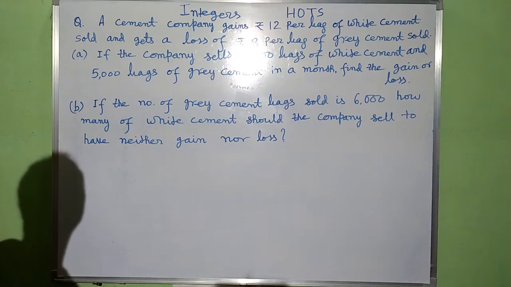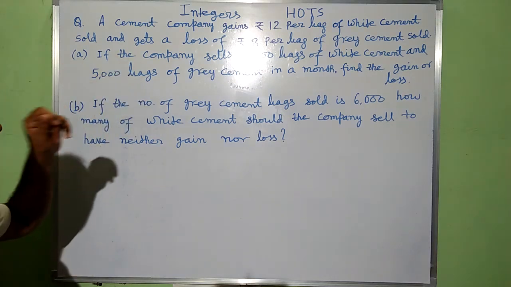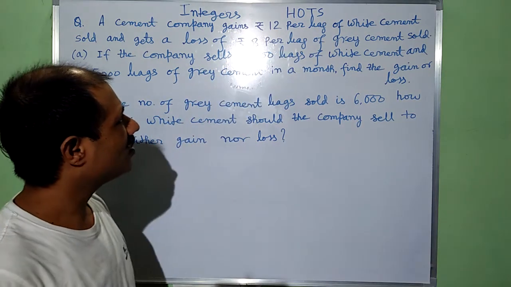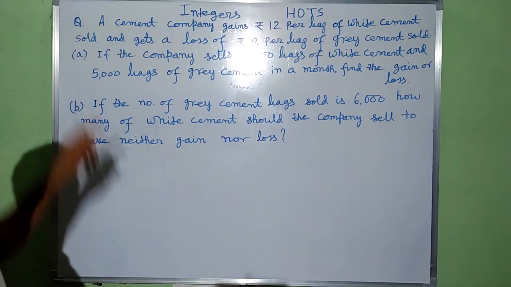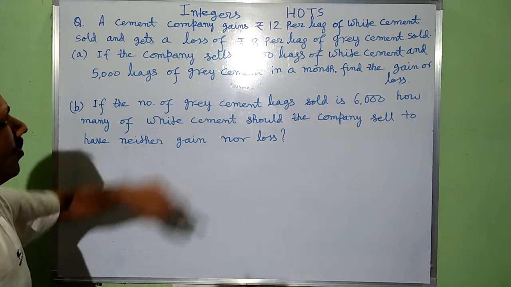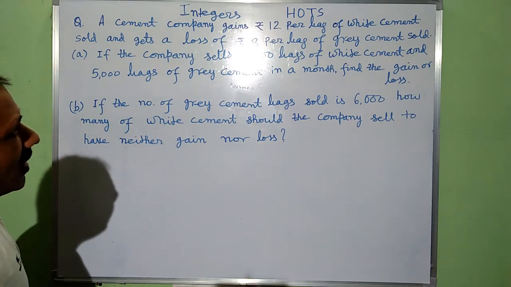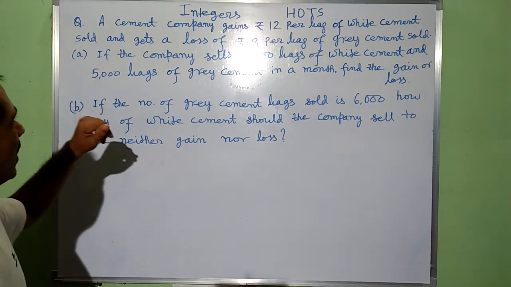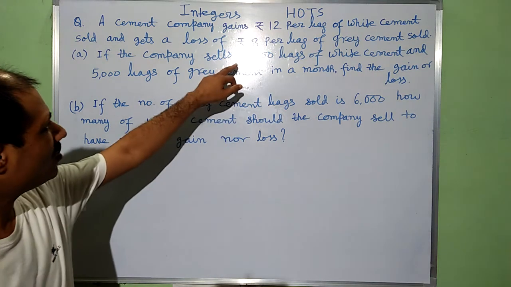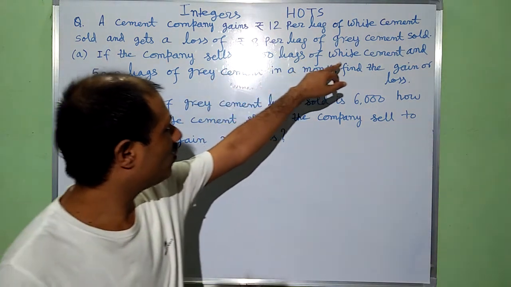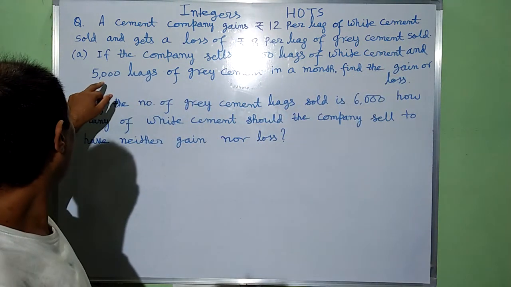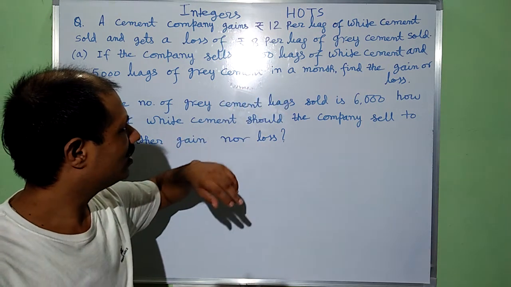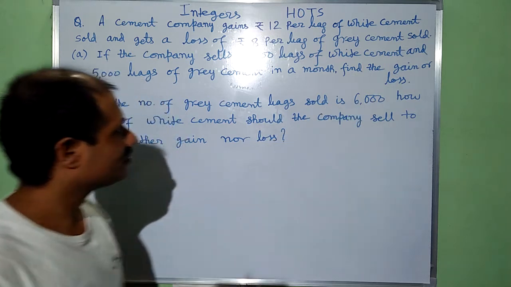The question runs like this. A cement company gains rupees 12 per bag of white cement sold and gets a loss of rupees 8 per bag of grey cement sold. If the company sells 3,500 bags of white cement and 5,000 bags of grey cement in a month, find the gain or loss.